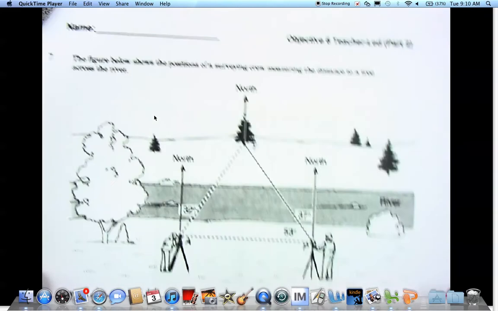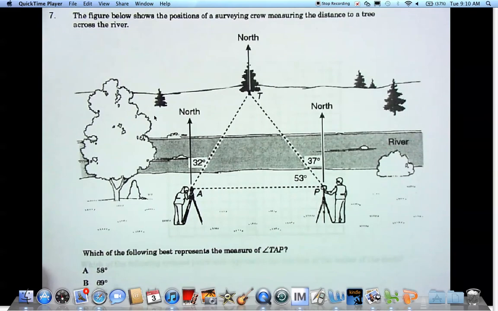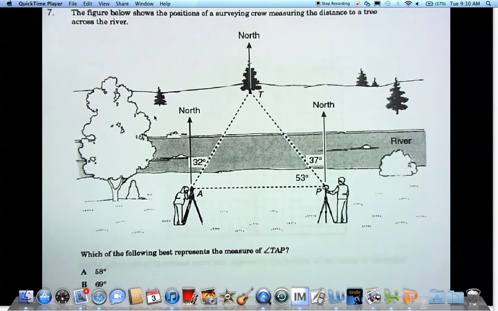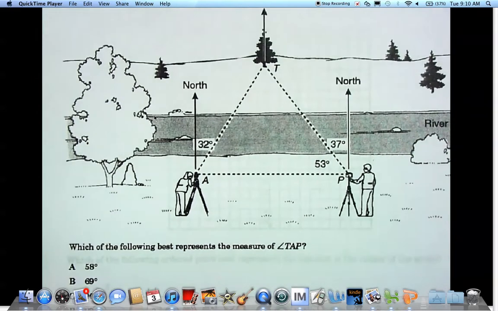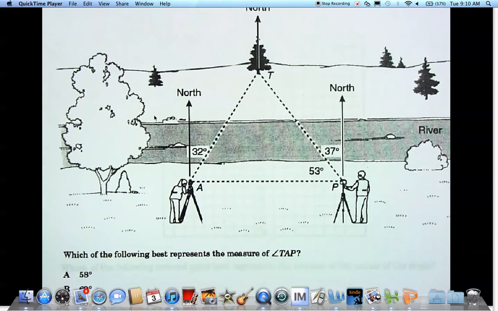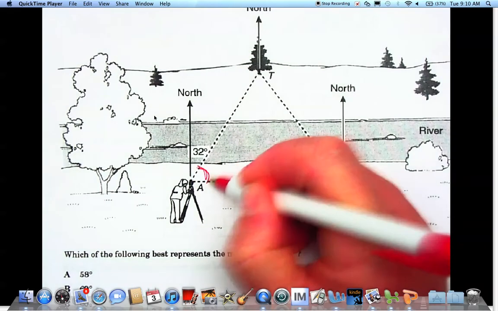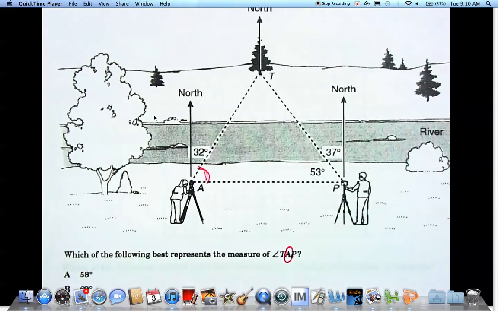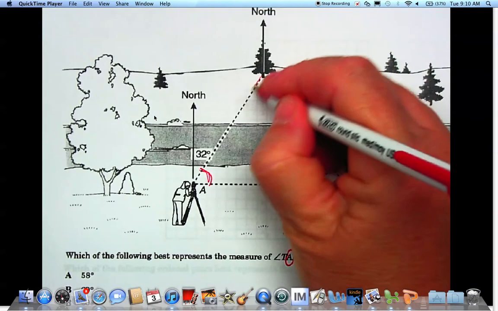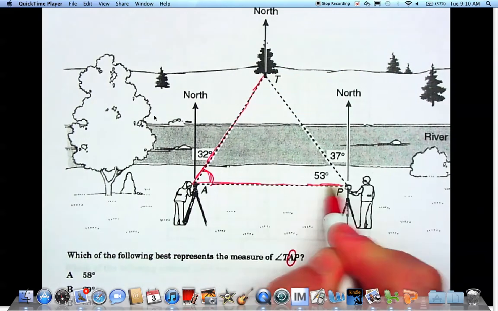Okay, last one. The figure shown below shows the positions of a surveying crew measuring the distance to a tree across the river. Which of the following best represents the measure of angle TAP? Where is angle TAP? The middle letter tells you the angle. So it's angle A right there. And it's from T to A to P. That helps to tell you exactly what the angle is.